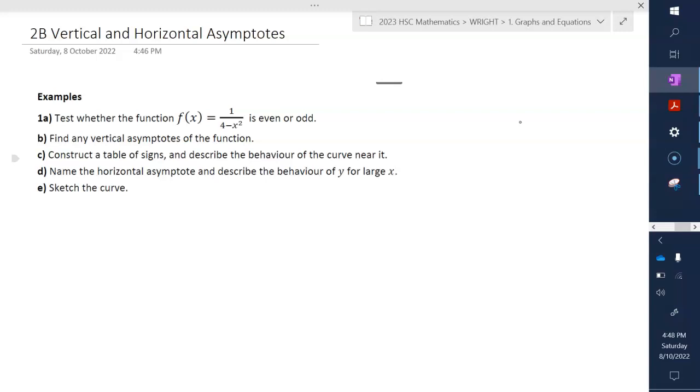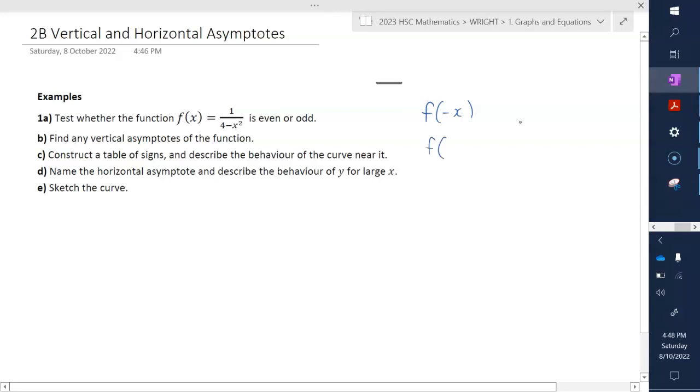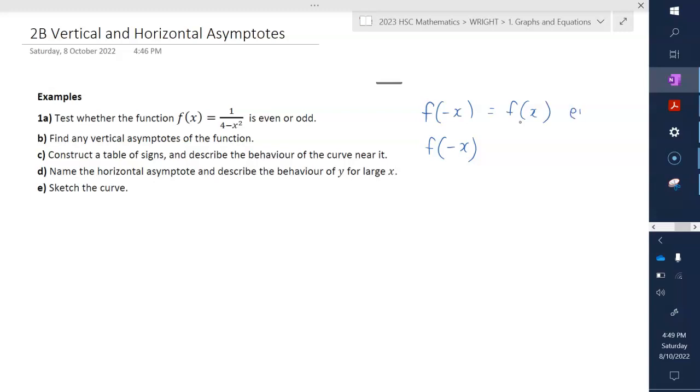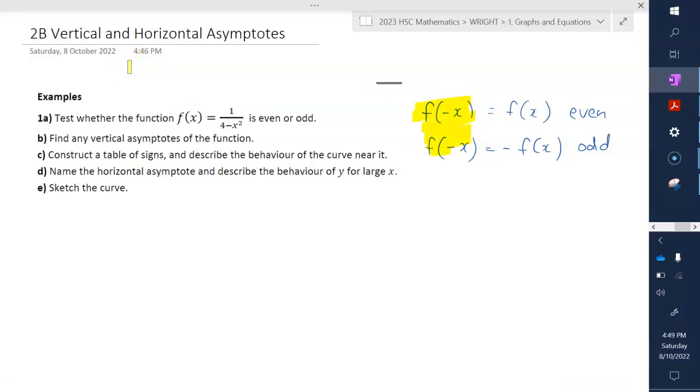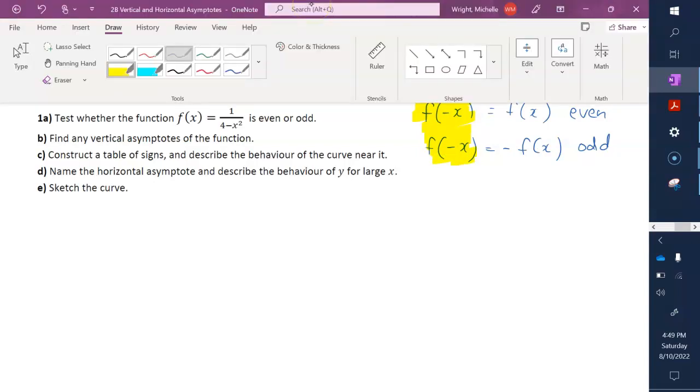If you know that it's odd, you're basically flipping it and reflecting it through the origin, around the x-axis. So thinking about what our tests were for even or odd, what were they? If f of x equals f of minus x, it was even. And if minus f of x equals f of minus x, it was odd. So the easiest way to do this is to just figure out what f of minus x is and see if it equals one of these, and it's straight up even or odd. So let's do that.